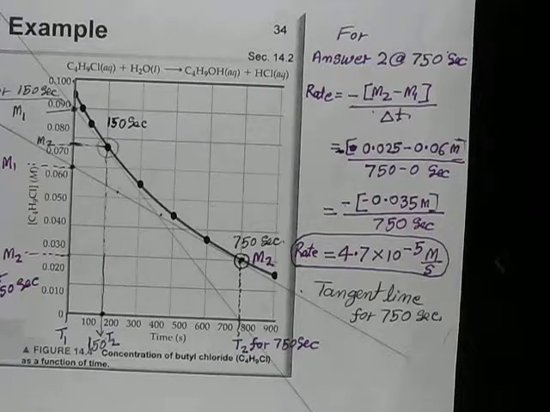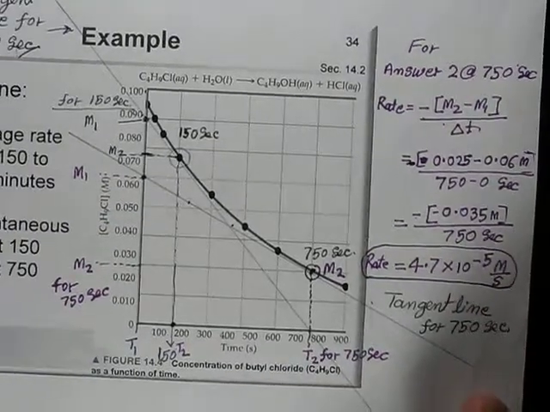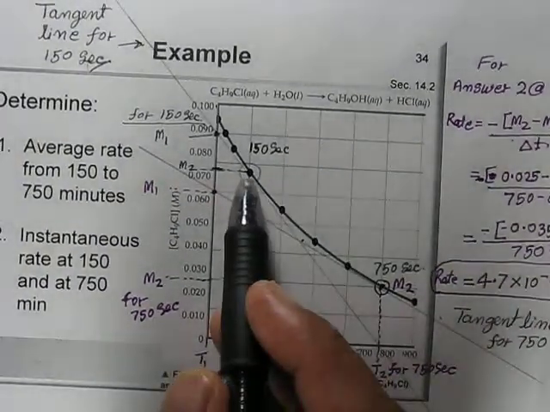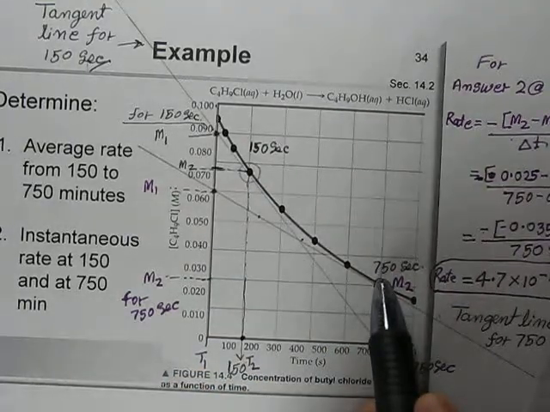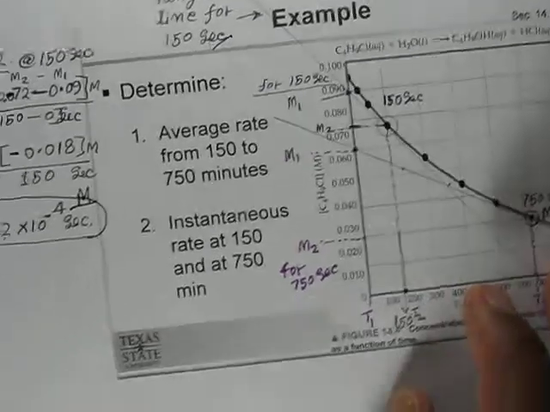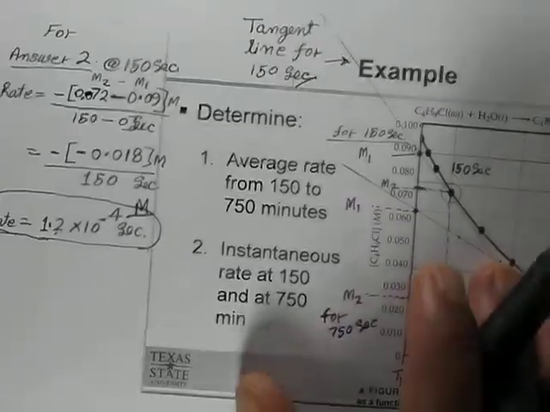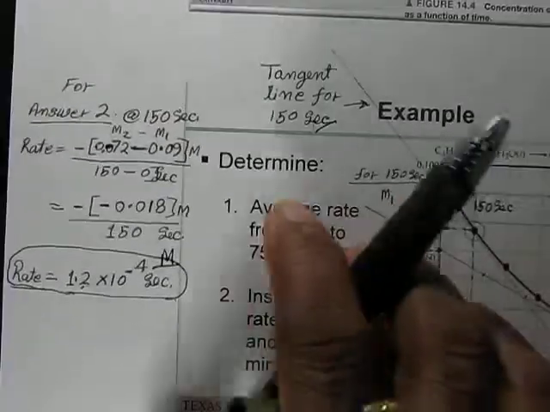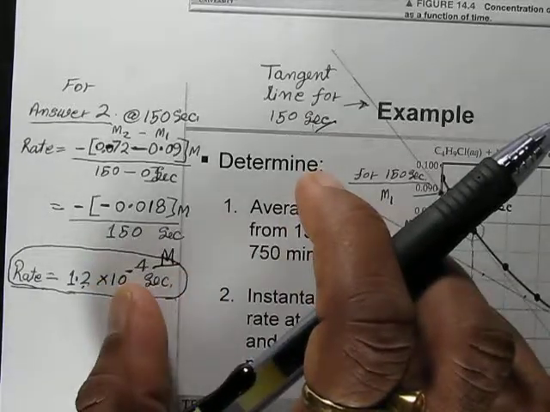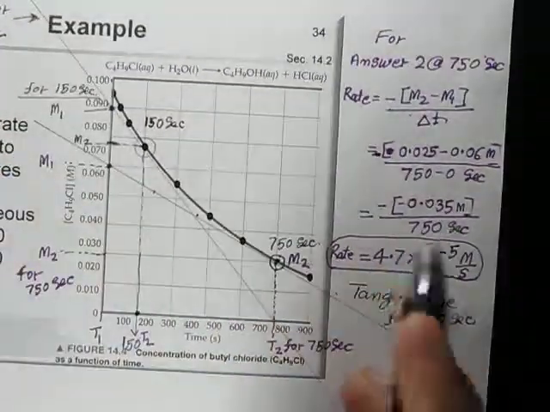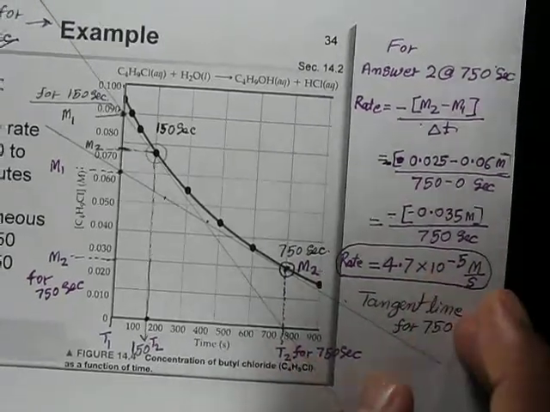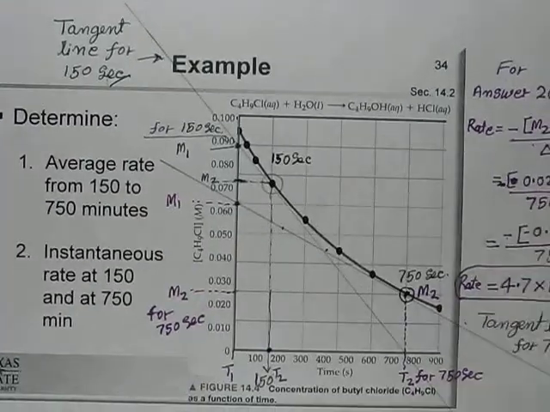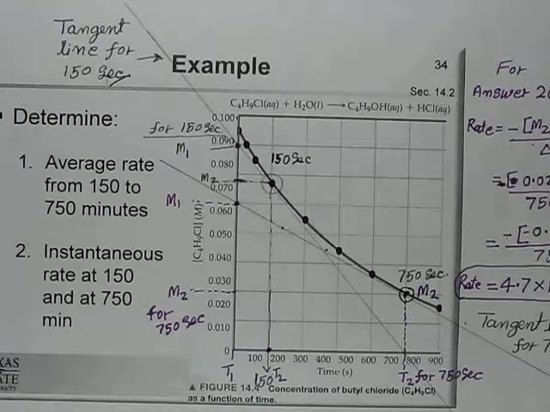Now you can also see from the instantaneous rate at 150 seconds and the instantaneous rate at 750 seconds that this graph shows the rate of reaction is decreasing. It was initially 1.2 times 10 to the minus 4, and now it is 4.7 times 10 to the minus 5. So the rate decreases.